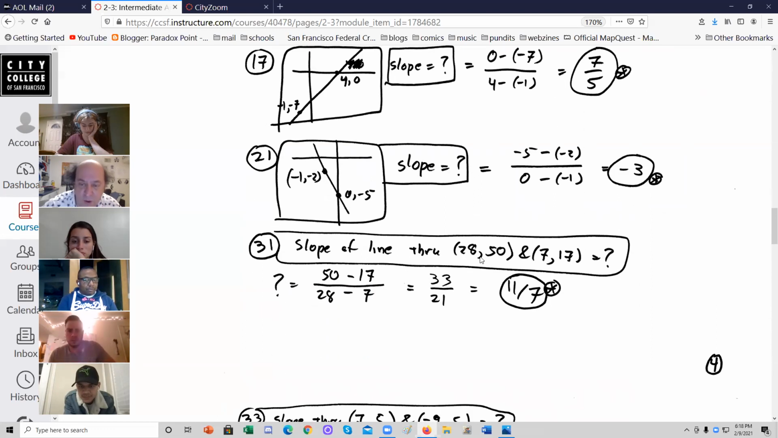Okay, slope of the line through (28, 50) and (7, 17). Okay, 50 minus 17 over 28 minus 7. That comes out to 33 over 21, which reduces to 11/7.